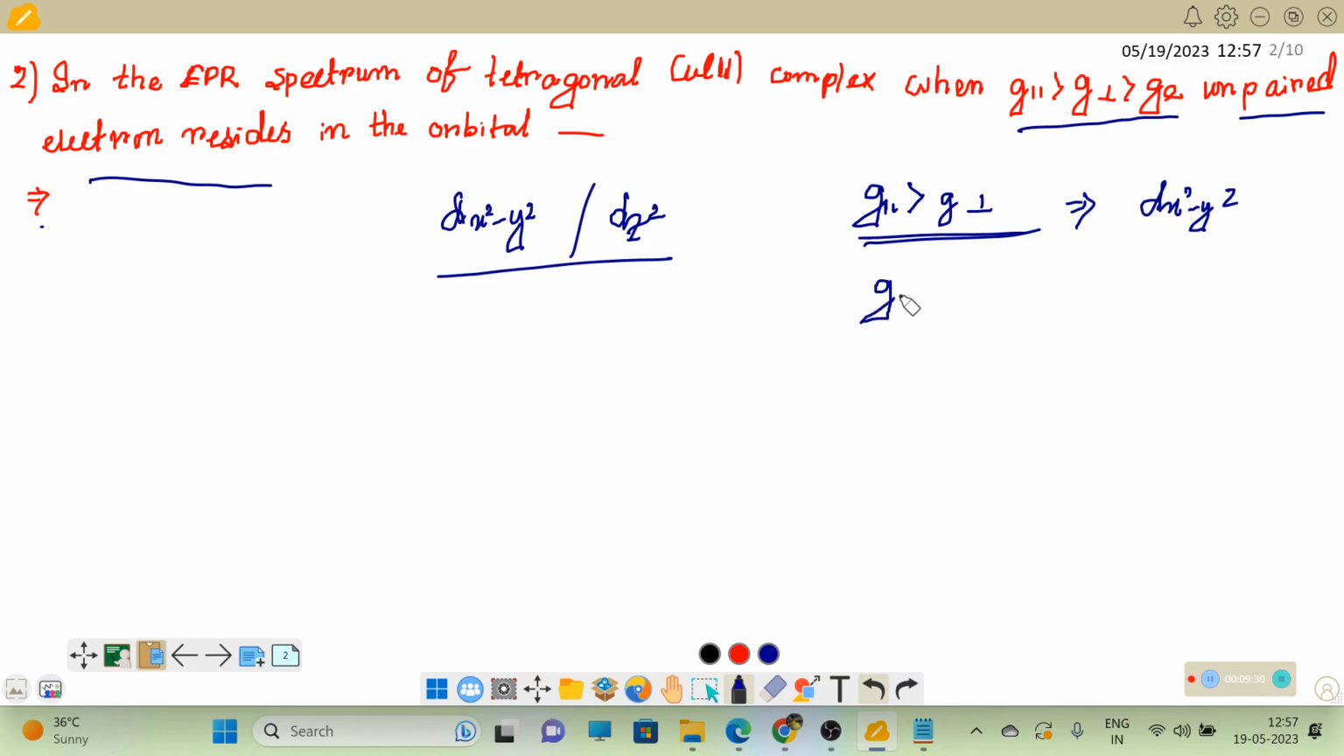And if G parallel is less than G perpendicular, it will be in dz square, because then it will be in the higher section. So you have to remember this thing, you can take a short note from it.